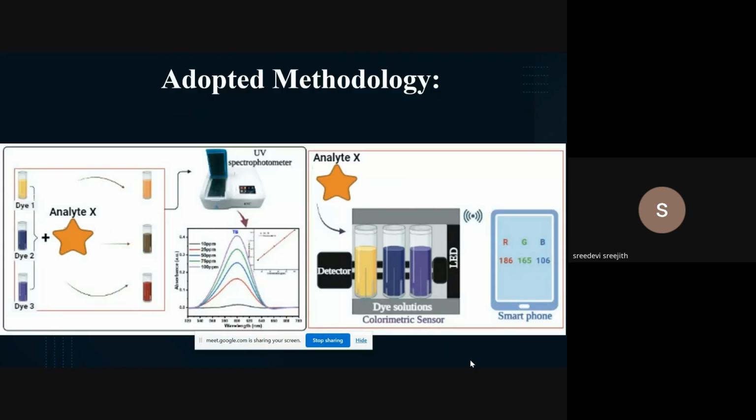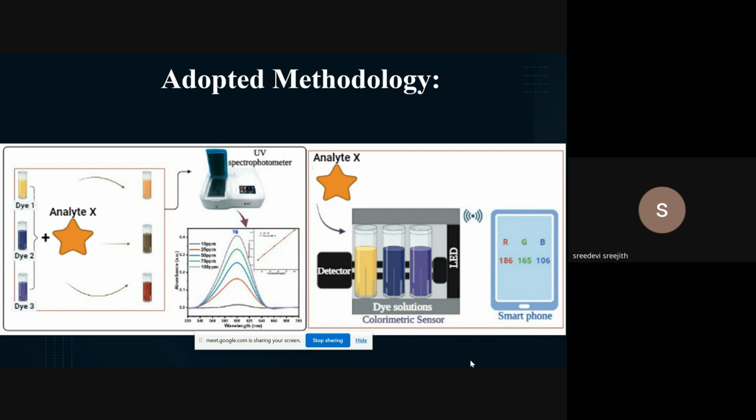And the adopted methodology. Actually, this methodology has been developed by our group. We will use different dye solutions, and we will add our analyte. The analyte can be anything, like a biomarker, or for food packaging, we are using so many items to preserve the food. So it can be a preservative or anything. Let the analyte be X. We will add the analyte to different dye solutions, and we will focus on the color change of the dye solution.